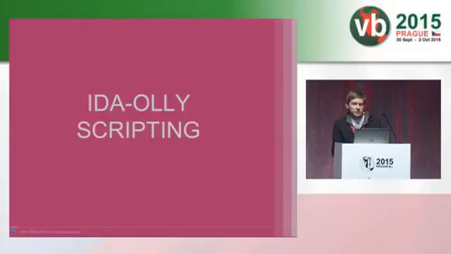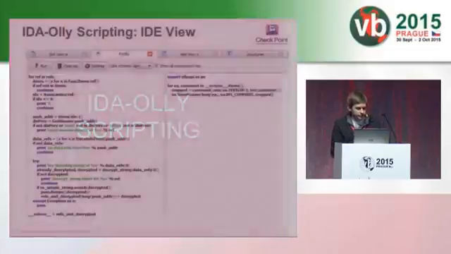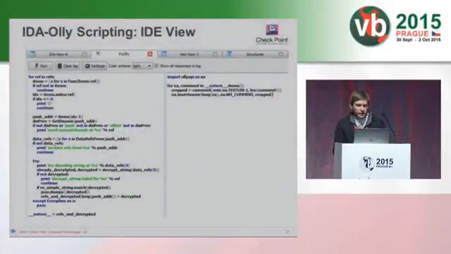And the last feature of Labeless, IDA scripting interaction. Here's the main IDA view of it. On the left side, you can see the code that will be executed in IDA, and on the right side, the code that will be executed in Olly. It has syntax highlighting, different color schemes, error reporting, and a lot of other stuff.